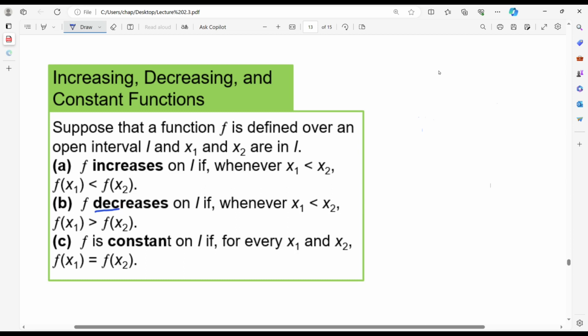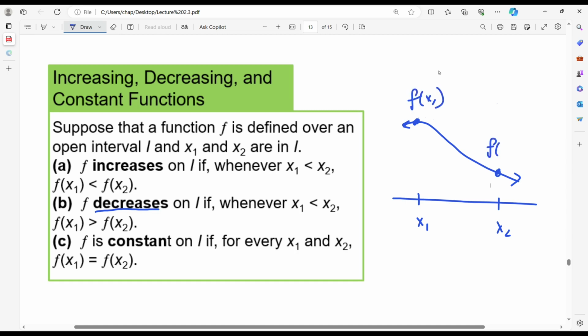Part B, f decreases on I if whenever x sub 1 is less than x sub 2, f of x sub 1 is greater than that of f of x sub 2. Essentially, a function is considered decreasing if, as we go to the right, our function values get smaller. So f of x sub 1 would be greater than that of f of x sub 2. As we go to the right, the function decreases in height.